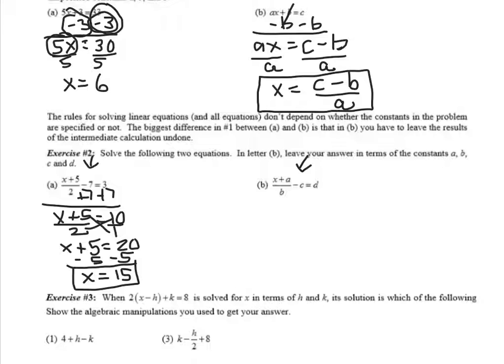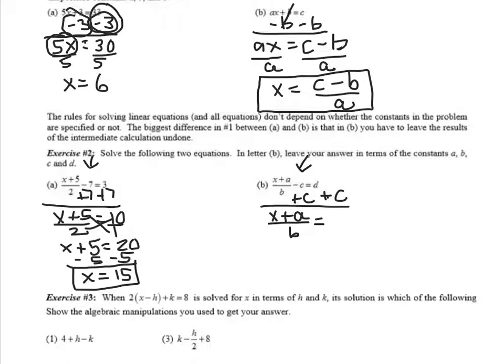On this side, we're going to use the exact same steps, but again, we're going to end up with an expression as our answer instead of a number like 15. Going to get this fraction by itself by adding c to both sides. We end up with x plus a over b is equal to, again, when we do, oh, look, I made a mistake. Let me back up. That should have said plus c to both sides.